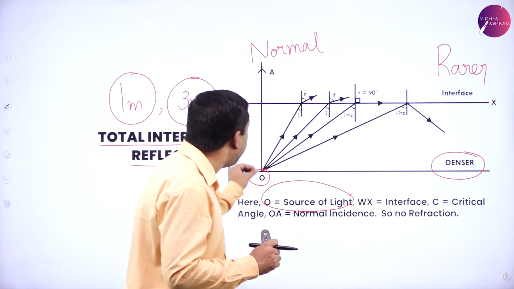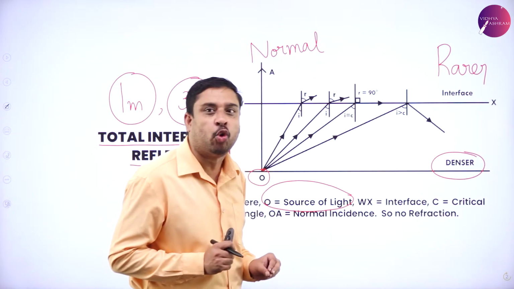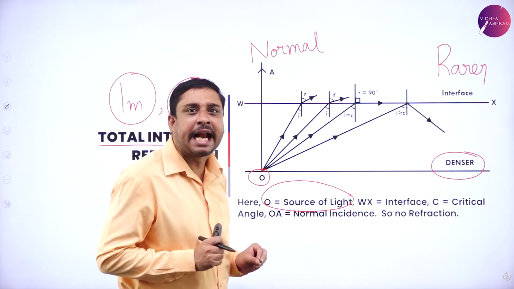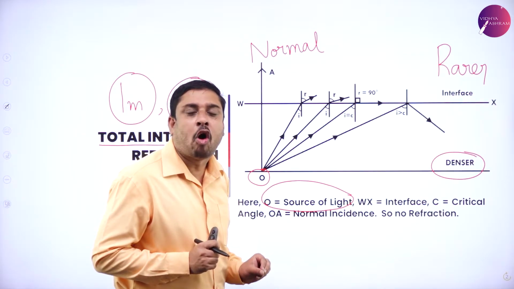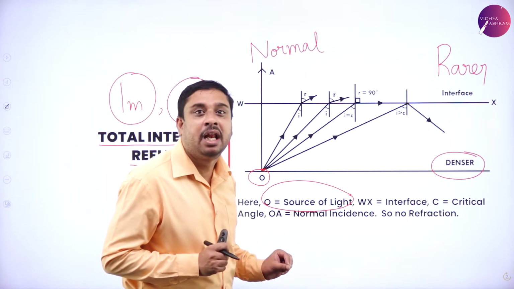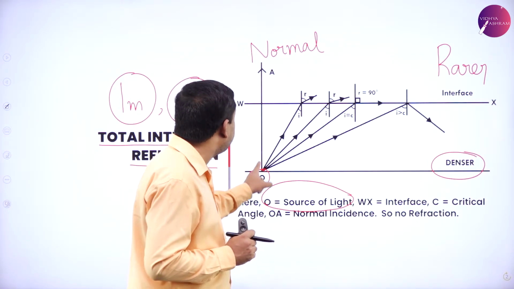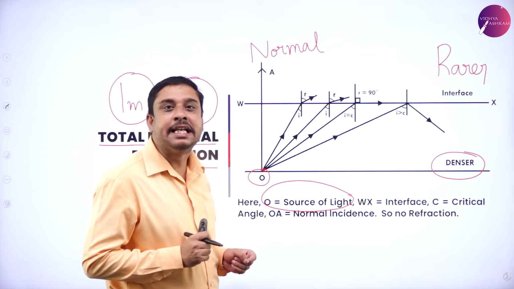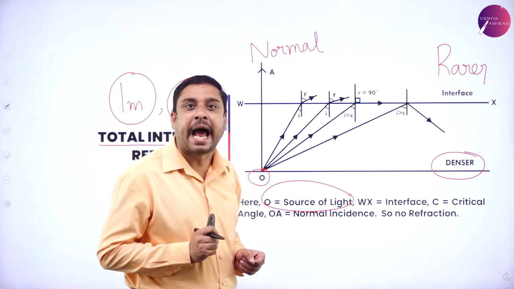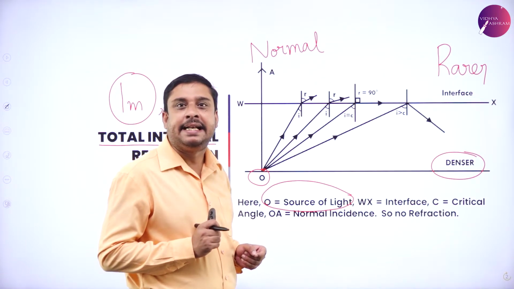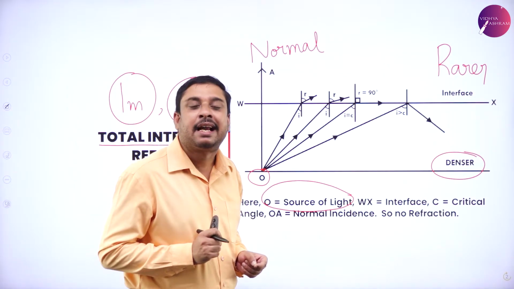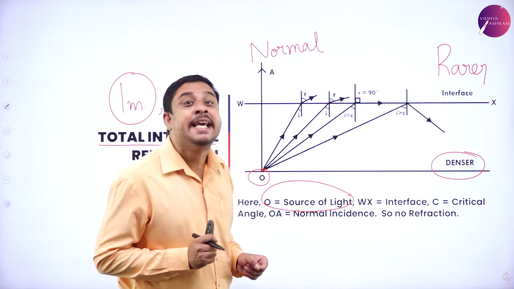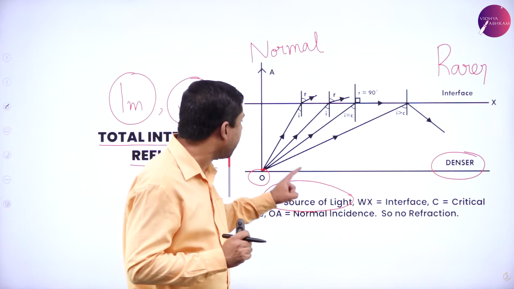So, in the first part of my show, the ray of light travels along the normal. Which is the normal here? OA, and it is not refracted. It doesn't get refracted. Why? Normal incidence.